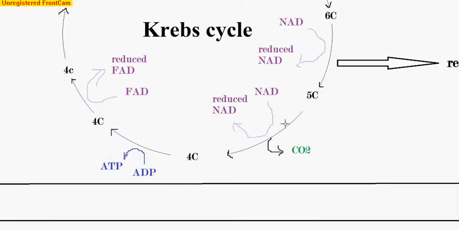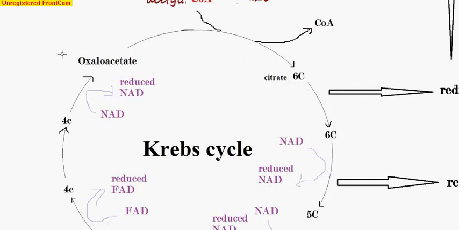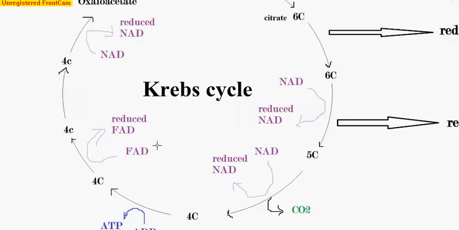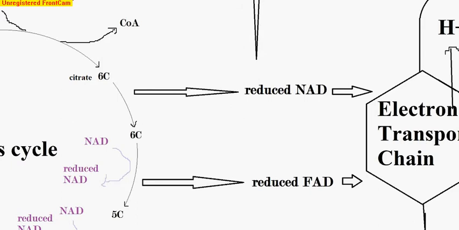So 5C will become 4C after losing carbon. Remember, this carbon is lost from this carbon, and then we get 4C. And so this goes on, and we have this oxaloacetate, which is 4C, and this cycle goes on. Now in the Krebs cycle, the only essential things are the reduced NADs and FADs. These are the ones that enter the next stage, which we really require.